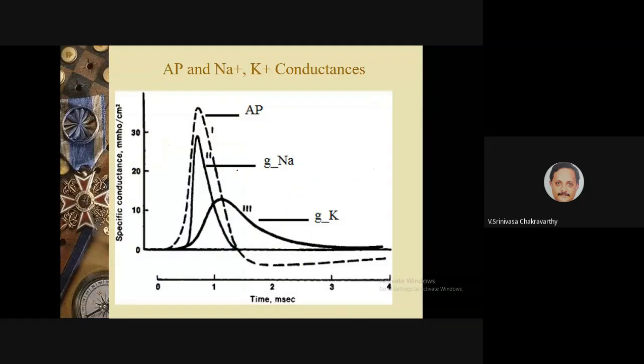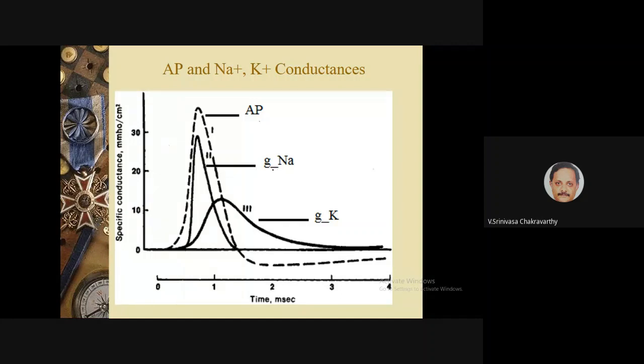So this picture shows how the voltage varies, the voltage underlying the action potential. And in the process, we said the sodium channels open and close, and the potassium channels also open and close. Which means when they open, the conductance is high, when they close, conductance is low. So the conductance variation of the sodium and potassium during this whole process is given by these two curves.